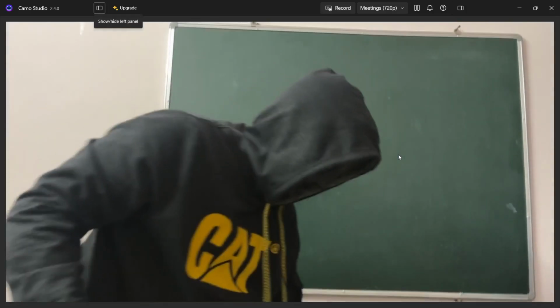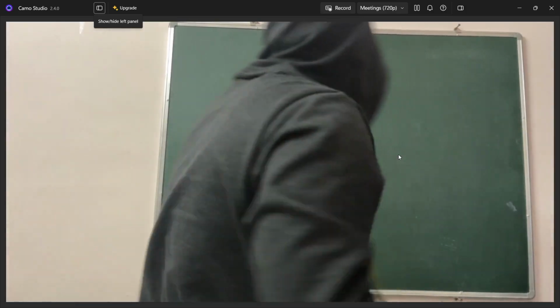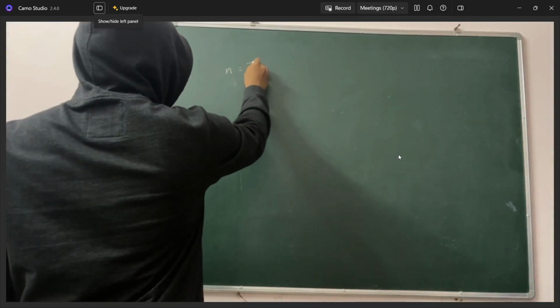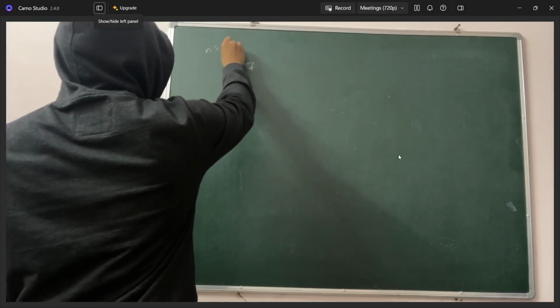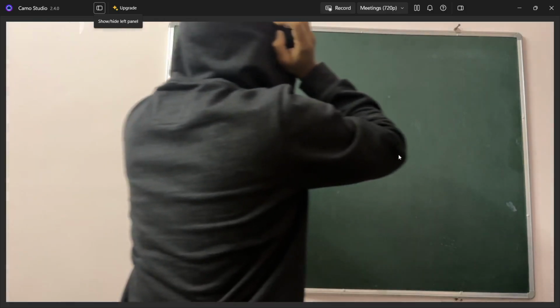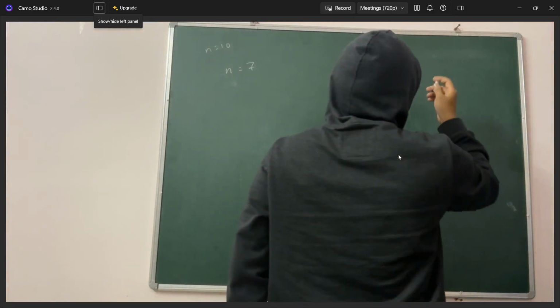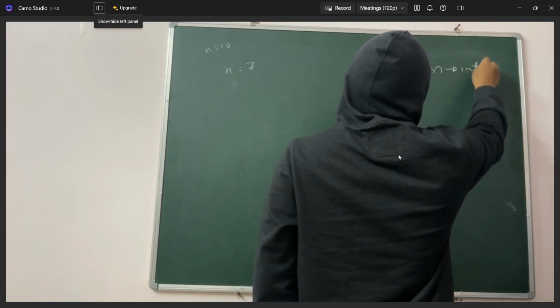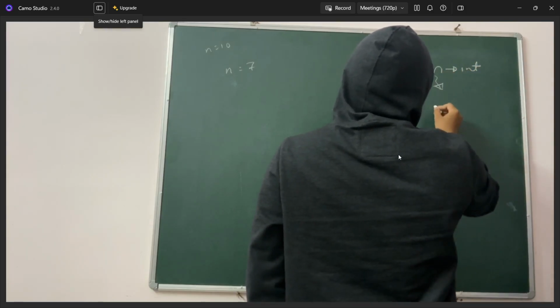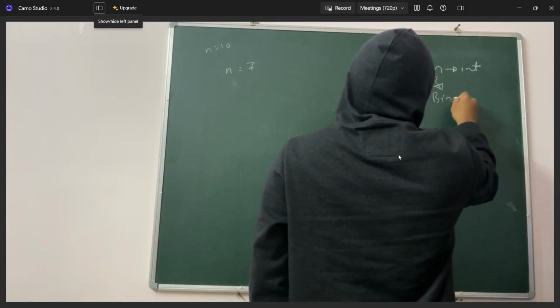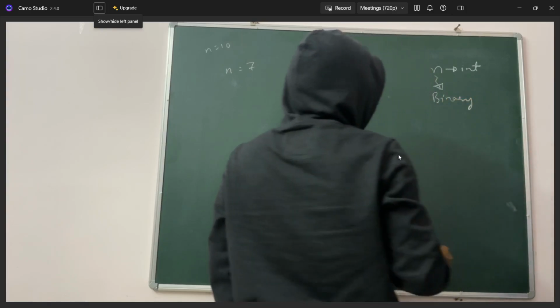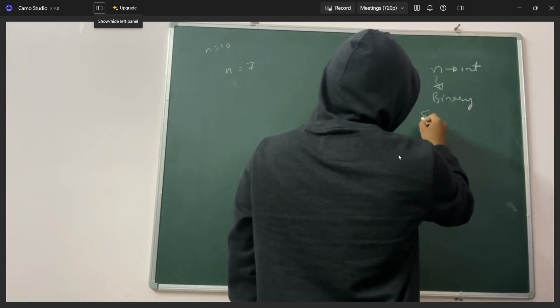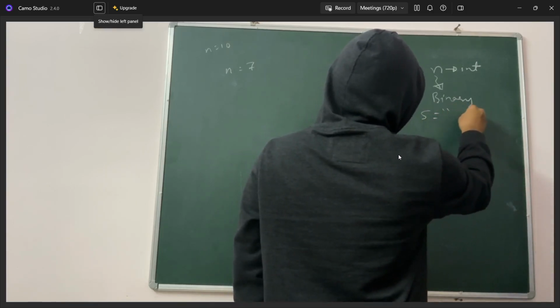We have 7 and 10, right? So n is equal to 7 in the first example, and in the second example n is equal to 10. Let me explain the problem, what they're saying. They'll give an integer n, and we'll have to convert this into binary. Once you convert into binary, you can represent it in a string s.